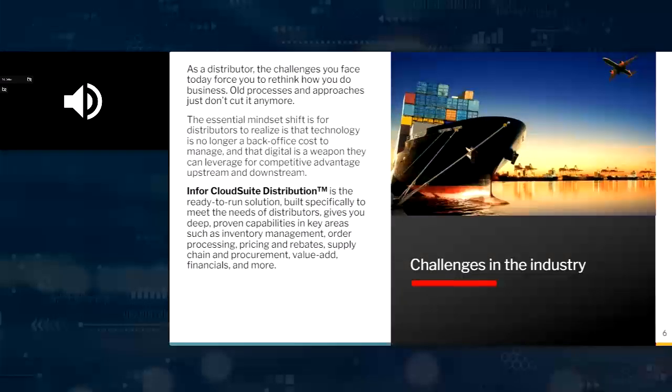And as a distributor, the challenge you face today forced you to rethink how you do business. Old processes and approaches just don't cut it anymore. The essential mindset shift is for distributors to realize that technology is no longer a back office cost to manage, and that digital is a weapon they can leverage for competitive advantage upstream and downstream. Infor CSD is the ready-to-run solution built specifically to meet the needs of distributors, gives you deep proven capabilities in key areas such as inventory management, order processing, pricing and rebates, supply chain, procurement, value add, financials, and much more.